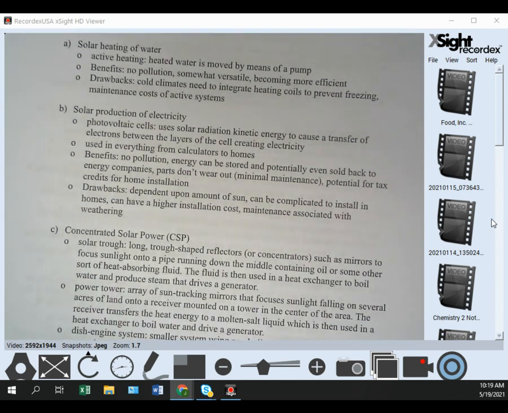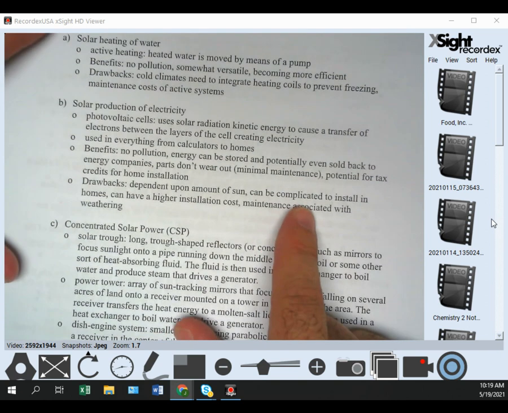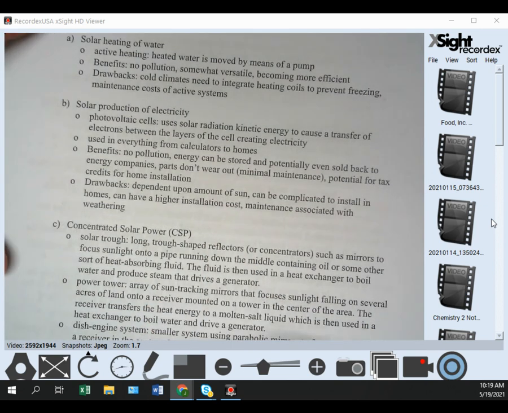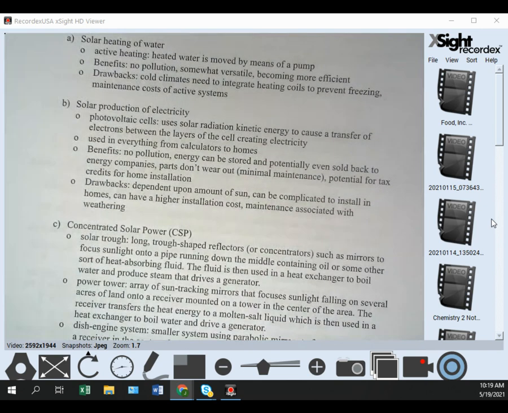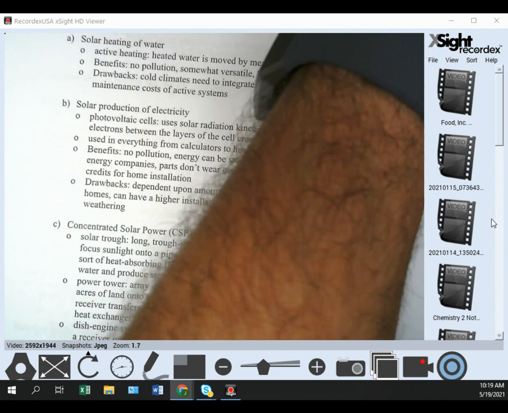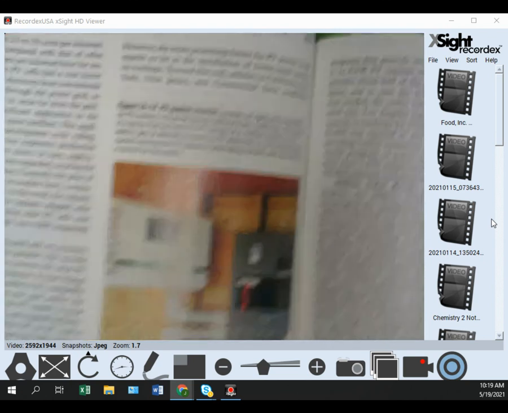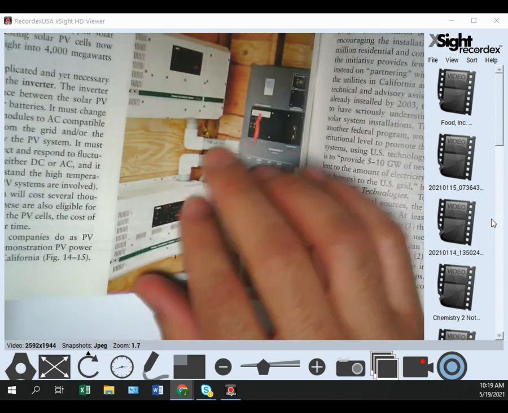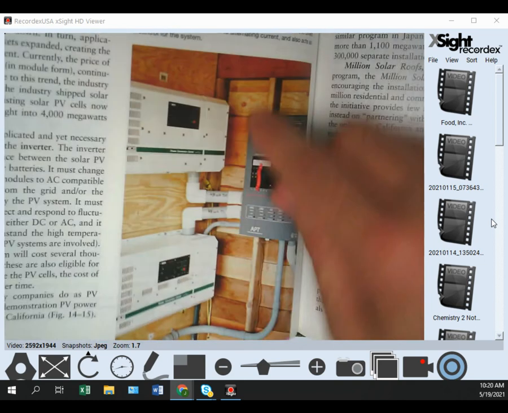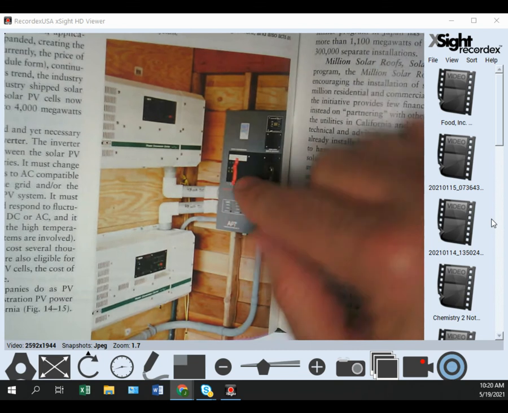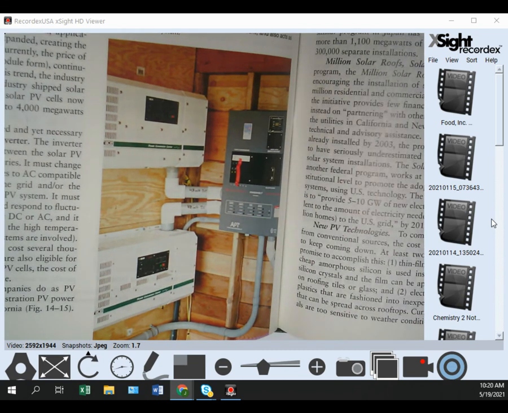Drawbacks, again, dependent upon the amount of sun. They can be somewhat complicated to install in houses and homes, and can have a higher installation cost because of that, because it's not set up to just power directly. In your house, if you were to install solar panels, you have to have what's called an inverter system. This inverter system connects the photovoltaic cells, the solar panels, to the electric grid in the house.